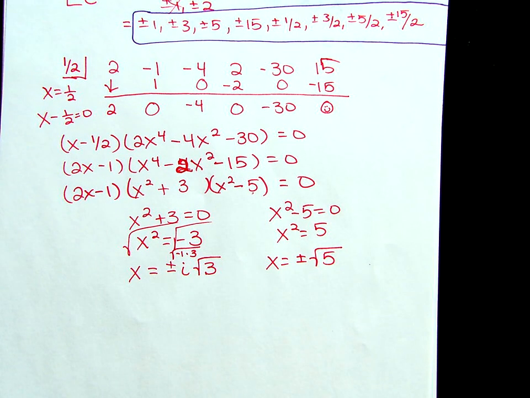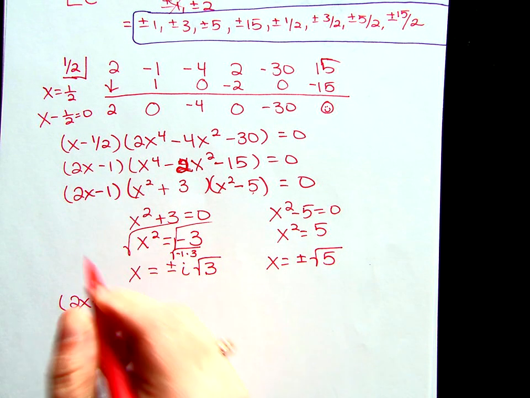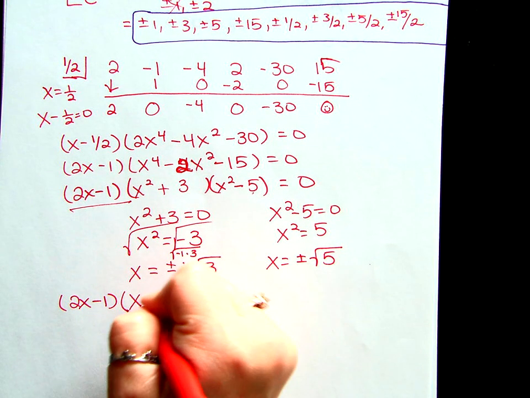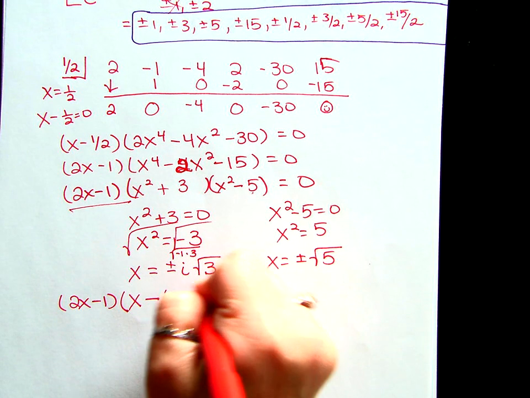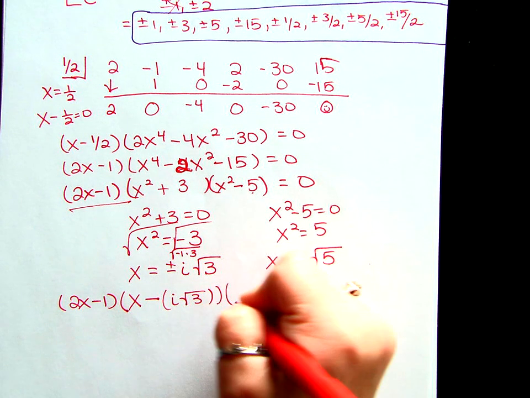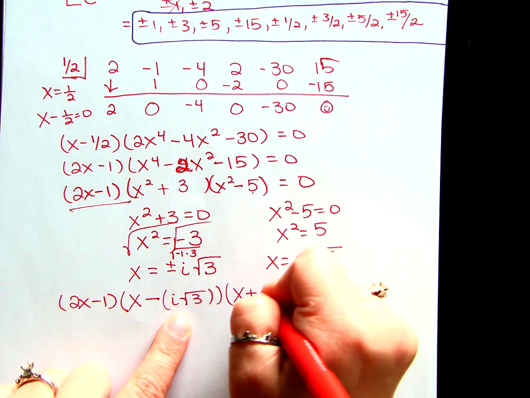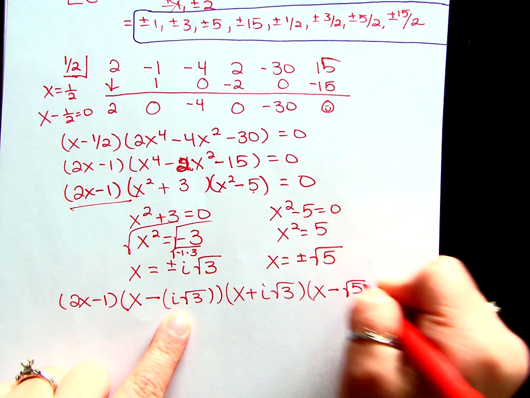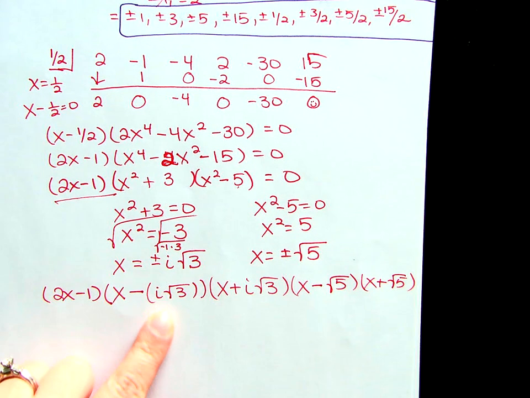But that's okay. We can write the long linear factorization of that, because there's our first 0. Our next 0 is going to be x minus i square root of 3, x minus a negative i square root of 3, x minus square root of 5, x minus a negative square root of 5. And all of that equals 0.